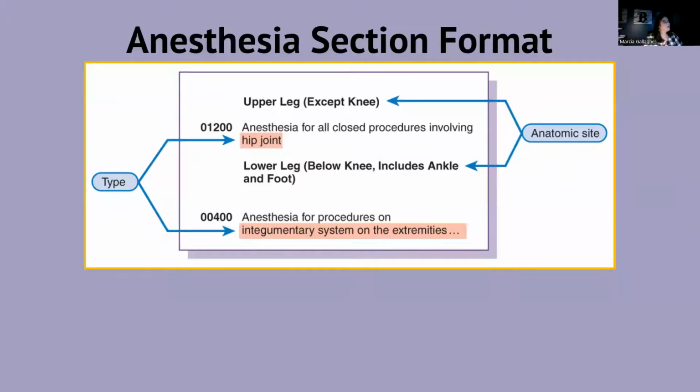So let's talk about the anesthesia section format. How is it formatted? By anatomical site and then by type. So for example, the anatomic site is the upper leg except for the knee, and the type is the hip joint.